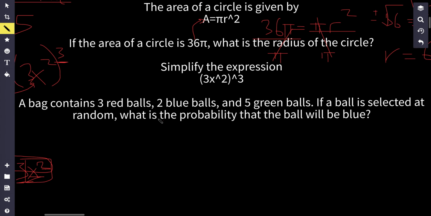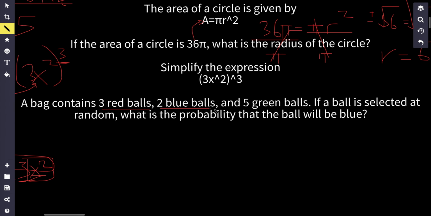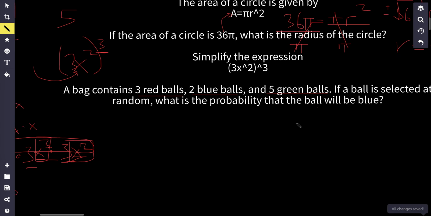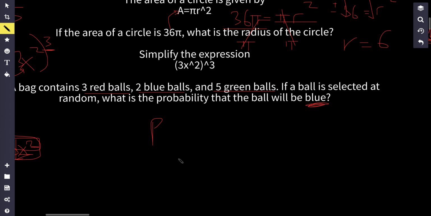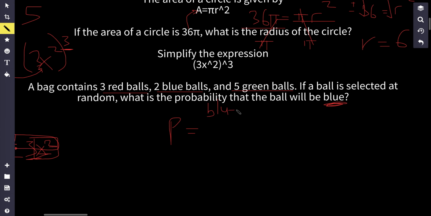A bag contains 3 red balls, 2 blue balls, 5 green balls. If a ball is selected at random, what's the probability that the ball will be blue? Well, the probability that the ball will be blue is just going to be equal to the amount of blue balls there are, right? How many blue balls do we have out of the total amount of balls?